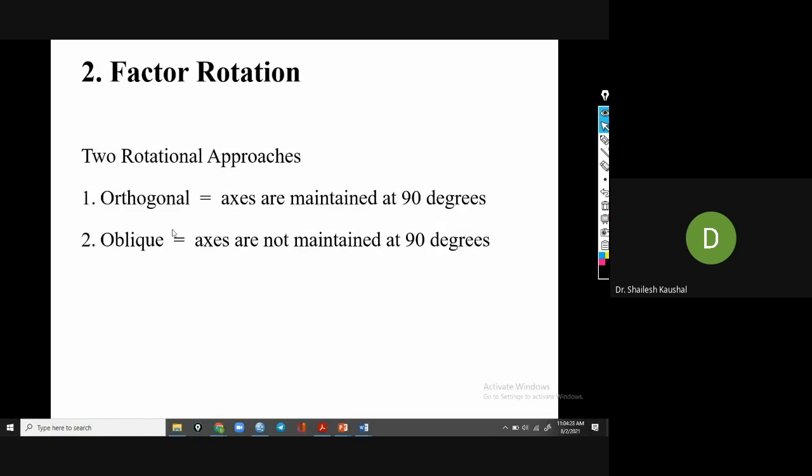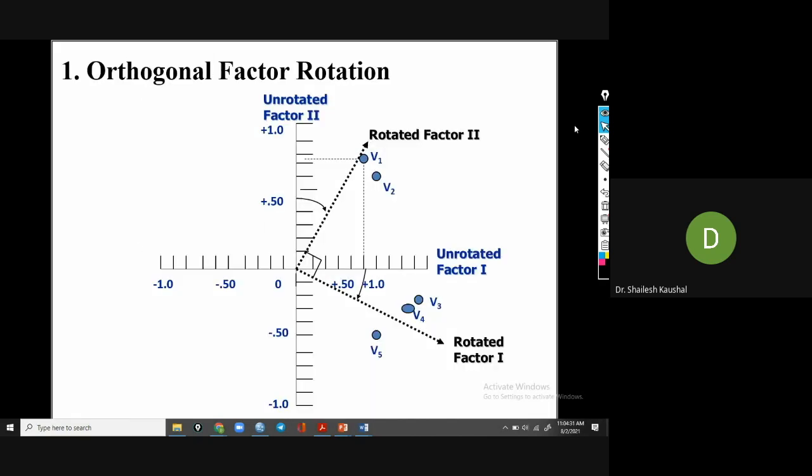Now there are two methods to remove the cross loading problem. One is orthogonal and another is oblique. What does factor rotation mean? We should understand this graph. In the unrotated solution, there are two axes. This is the y axis, vertical, and horizontal is the x axis. There are two axes at 90 degrees, perpendicular to each other. This is unrotated, and these are my questions: variable 1, variable 2, variable 3, variable 4, variable 5. These are my 5 questions.